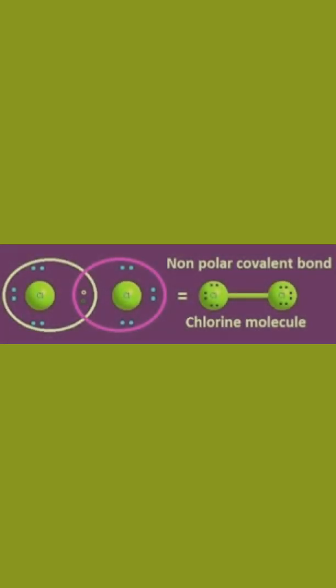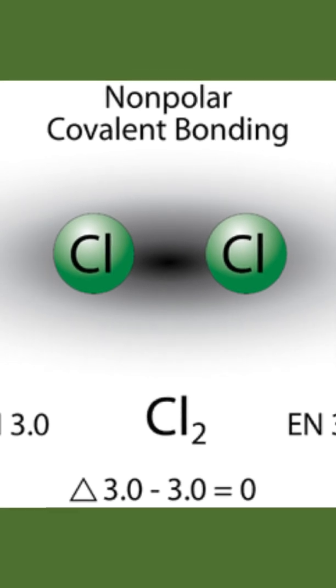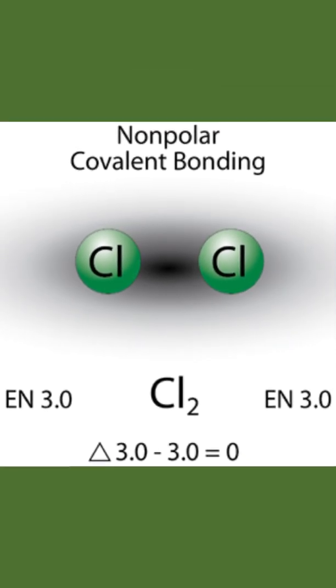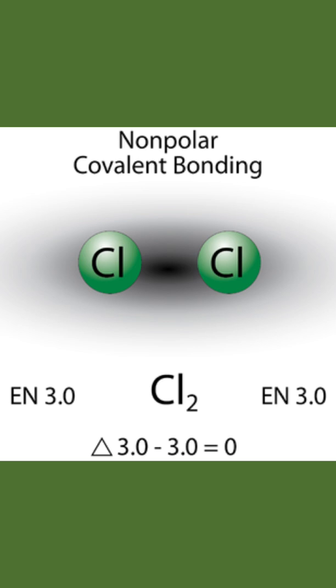For nonpolar covalent bond, let's have 2 chlorine atoms. As you can see, they equally share their valence electrons. To make sure, let's see their electronegativity difference. Chlorine has a 3.16 electronegativity. So if we subtract the electronegativity of the 2 chlorine atoms, the electronegativity difference will be 0.0. As I've said earlier, if the electronegativity difference is 0.0 to 0.3, then it is a nonpolar covalent bond.